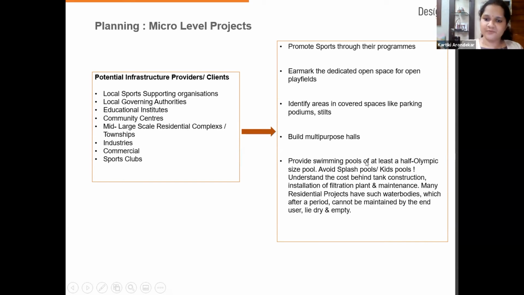And if you're providing a swimming pool in your projects, at least provide a half Olympic size pool, which is 12 meters by 25 meters. It helps the serious swimmers or serious sports person. I mean, each and every player takes swimming as their exercise. So if you're providing, think of that. Avoid splash pools and kid pools. I will not recommend these in residential projects. Understanding the cost behind tank construction, the infiltration plant cost and the maintenance cost, after a period they just become defunct.